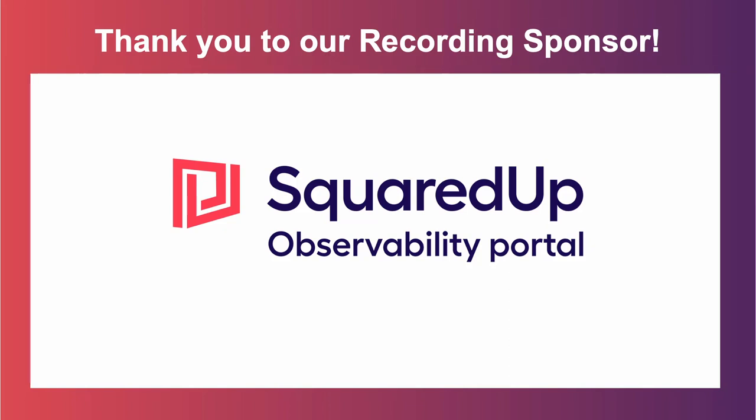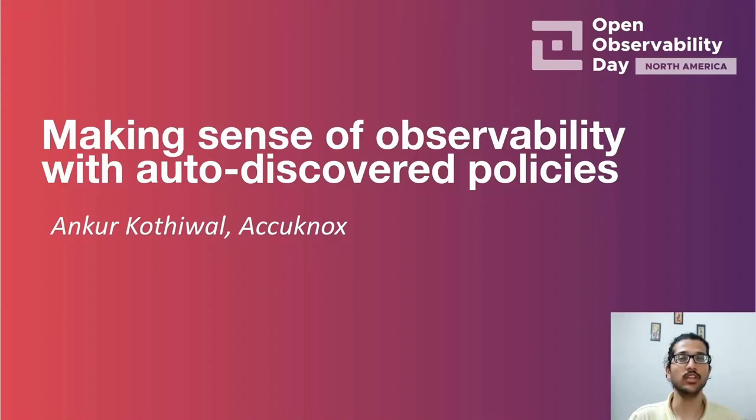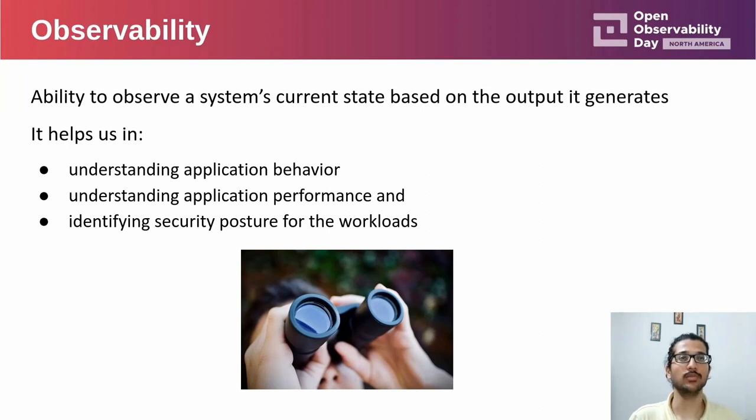Today, we are going to talk about how to automatically derive security policies using observability data. Let's first take a look at observability. Observability is a way of understanding complex systems based on the output they generate. This data consisting of logs, metrics, and traces can help us to better understand application behavior, application performance, and in identifying security postures. These security policies, when applied, can greatly reduce the attack vector, but they are not very easy to implement. In this talk, we are going to focus on using observability data to identify security postures.